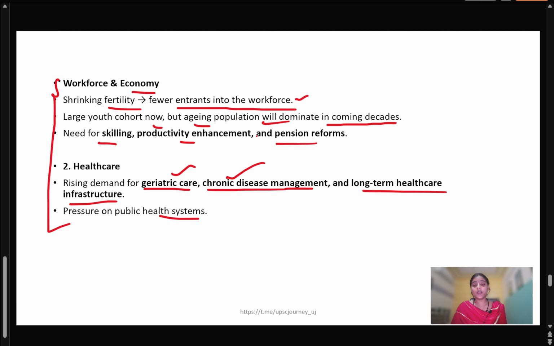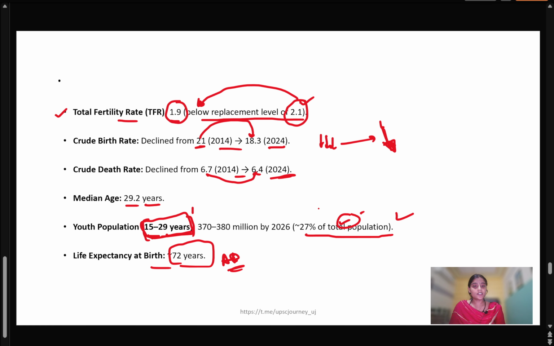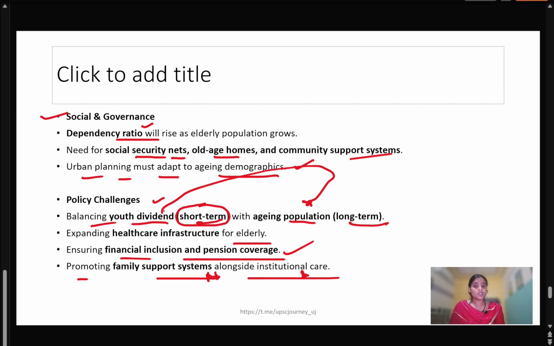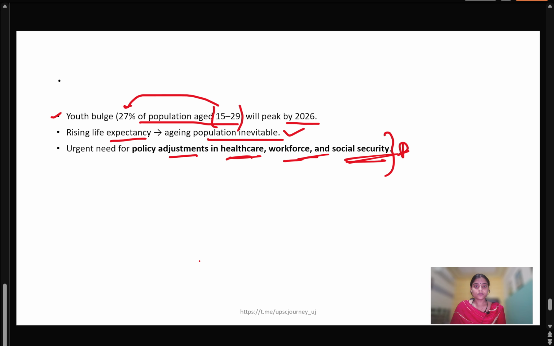And after that, if there will be more aging population, we have to change the policies according to this aging population, and we need to have an infrastructure or healthcare structure according to this aging population, like management for their chronic disease and for long-term health infrastructure. At the same time, we have to shift our policies from a youth dividend that will be short term to an aging population for a long term, and this will expand our healthcare infrastructure. Financial inclusion and pension coverage will also be a concern.